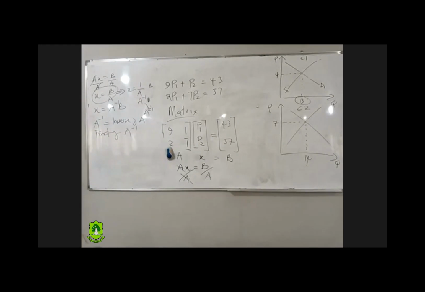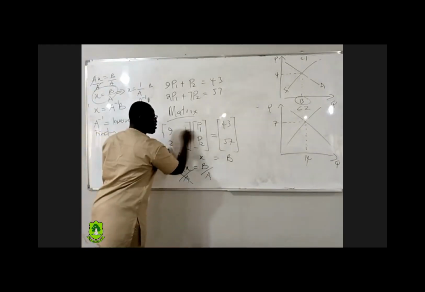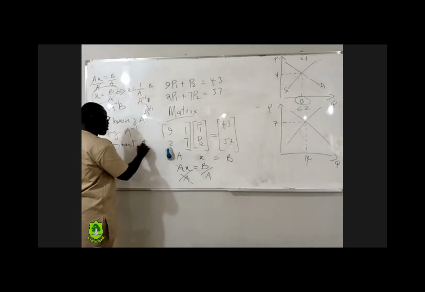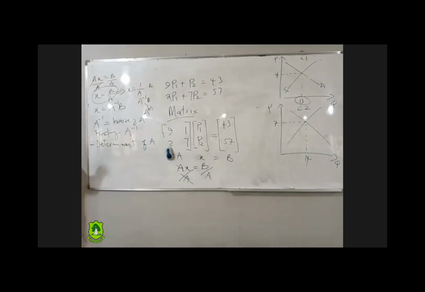So how do we find the inverse, the division? You don't pick this divided by this, divided by this. No. To be able to find the inverse, you need to find what is called the determinant. So first, find the determinant of A. We are going to first find the determinant of A.